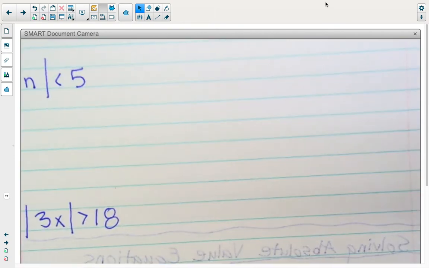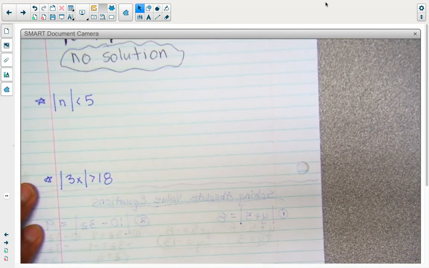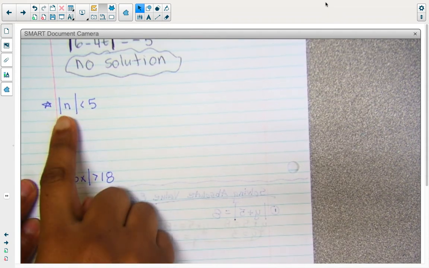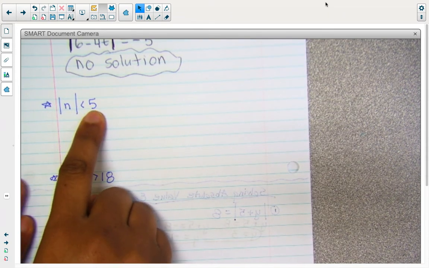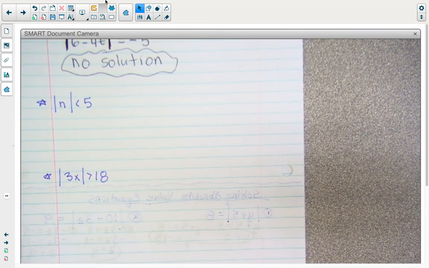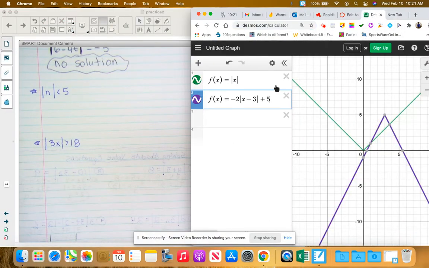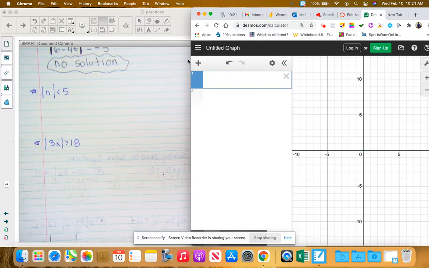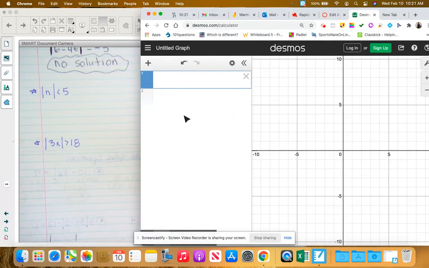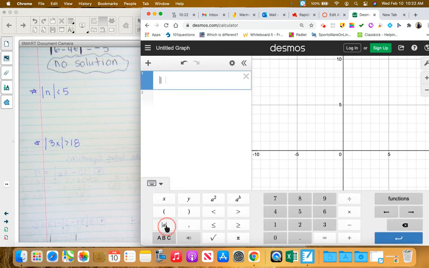Now, let me get into inequalities and show you how you can get your solution on Desmos. So say we ran across the absolute value of n is less than 5 and the absolute value of 3x is greater than 18. First, let's type it into Desmos. So let me pull up a Desmos tab for us so that we can investigate. All right, so I'm going to type in, instead of n, I'm going to use x. So let me type in the absolute value of x is less than 5.